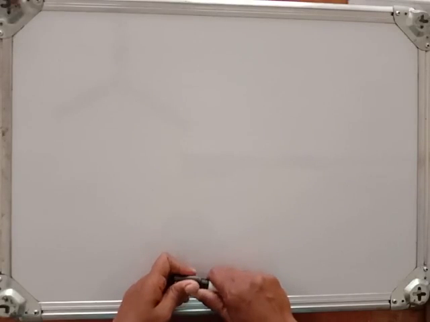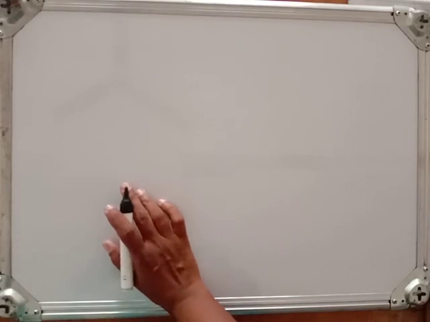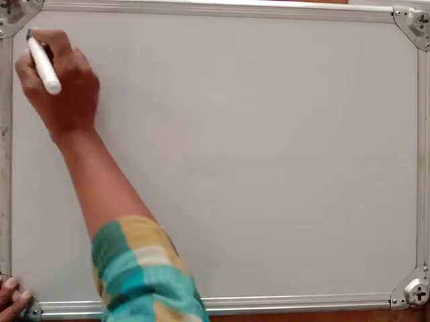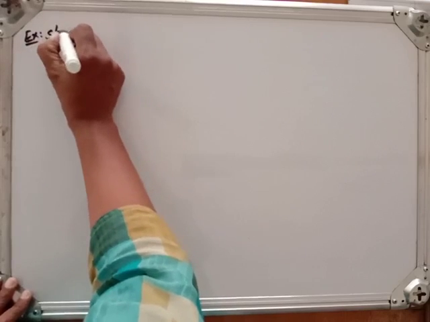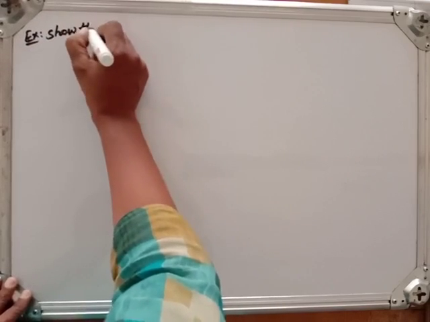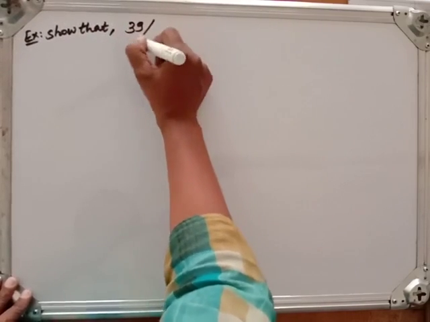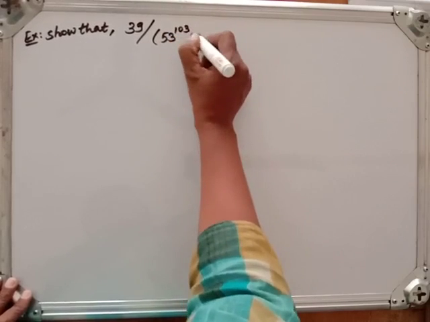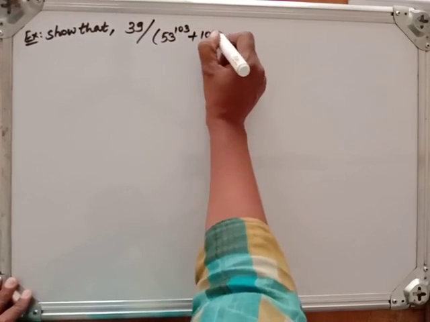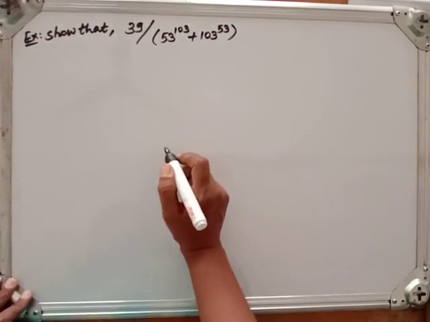Hello students, now in this video let us solve some more examples on congruences. So example, show that 39 divides 53 raised to 103 plus 103 raised to 53. This thing we have to show.